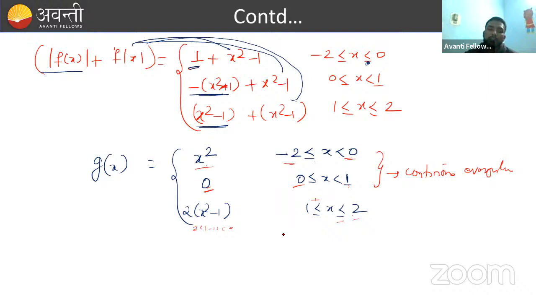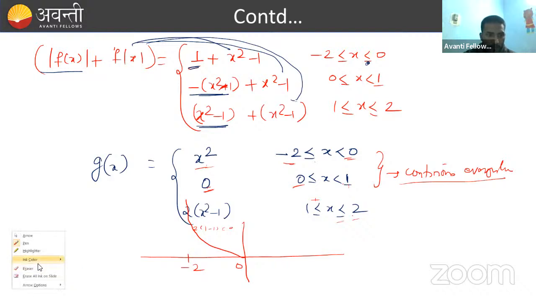Okay, now we have to check the differentiability, right? So for that, it is continuous everywhere, so I can draw the graph. Okay, guys, I can draw the graph. So from minus 2 to 0, the graph is what? X square. Okay, and from 0 to 1, the graph is what? I have to just draw this with another color. Okay, just wait, guys. Yeah, like this one it will come, and then from 1 to 2, this graph is 2 into x square.